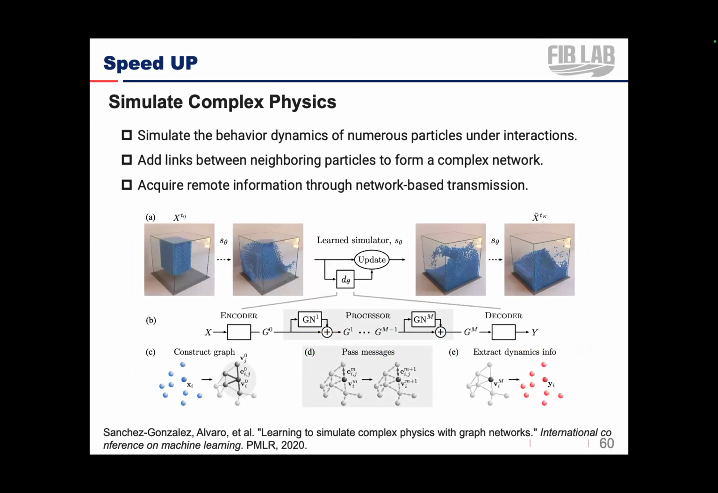So in physics, particle interactions form complex networks, and graph networks model each particle as a node and each interaction as an edge, and use message passing to update states. This captures both local and global effects, making it suitable for simulations like fluid dynamics or granular materials, showing the versatility of graph-based AI beyond traditional networks.